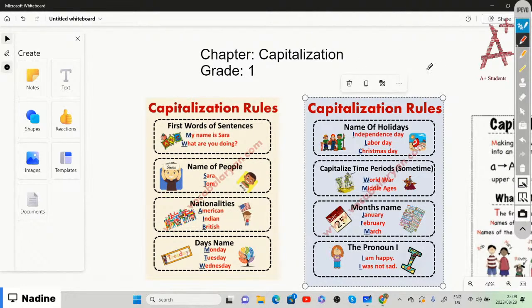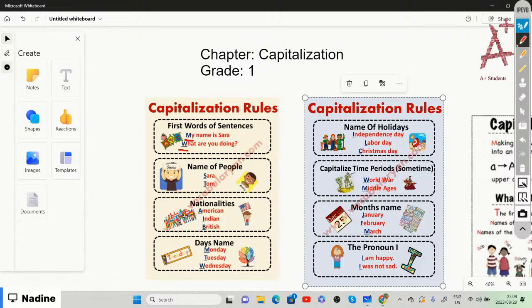So the first letter of the word, or let's say the first word, is capitalized, meaning the first letter of that word that starts the sentence is capitalized. So, my name is Sarah. Or, what are you doing? You're asking a question. So the first letter of the first word of that sentence starts with a capital letter.